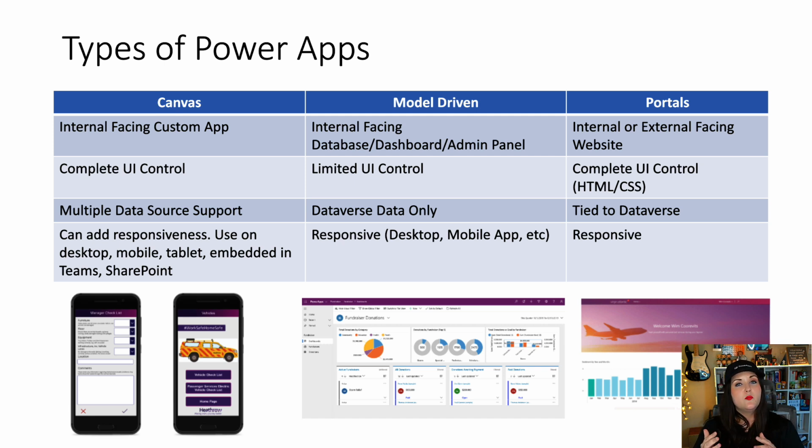We do have more control over the UI than we do in model-driven apps here, and that's because you can inject and use HTML and CSS in the Power Apps portals. And because we're able to have HTML and CSS and have a little bit more control over that, we're able to make these responsive as well. So that's a high-level summary of the main types of applications that we can build in Power Apps and the use cases for each. So let's take a look at how we actually get started.